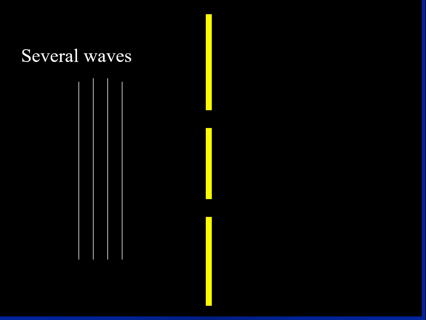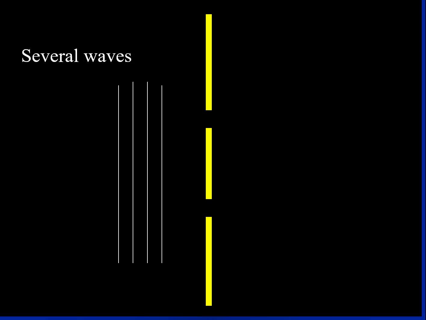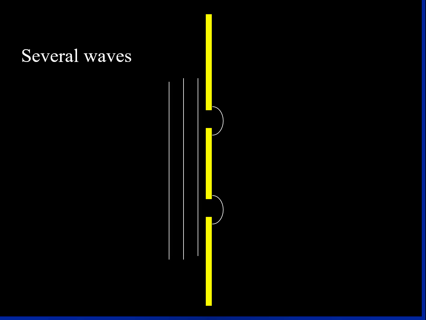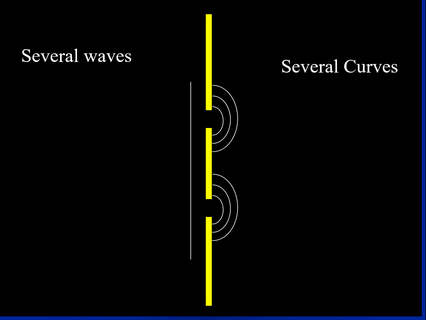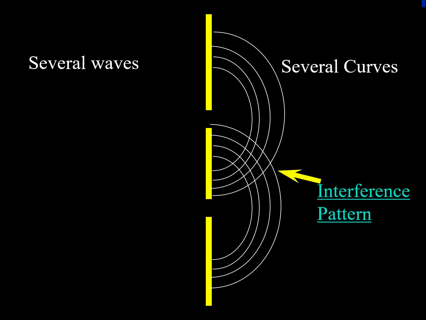Still more interesting than one curve, right? But still not really how we can tell that. Now if I make several waves, I'm going to make several curves. And as those curves expand, they're going to run into each other. And they're going to run into each other in a pattern, an interference pattern. Interference patterns are proof that waves are interacting. Okay? So let's see what happens with this interference pattern stuff.